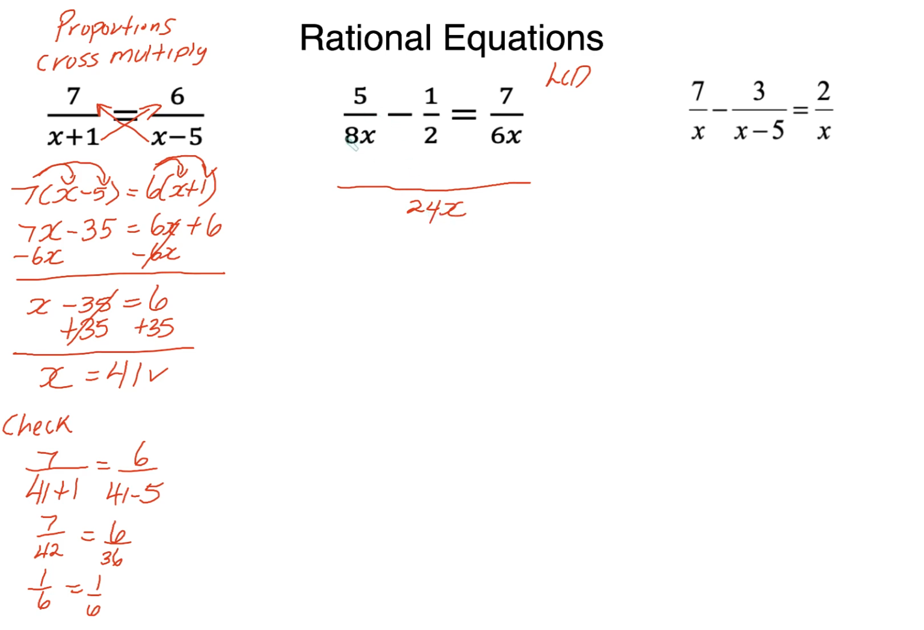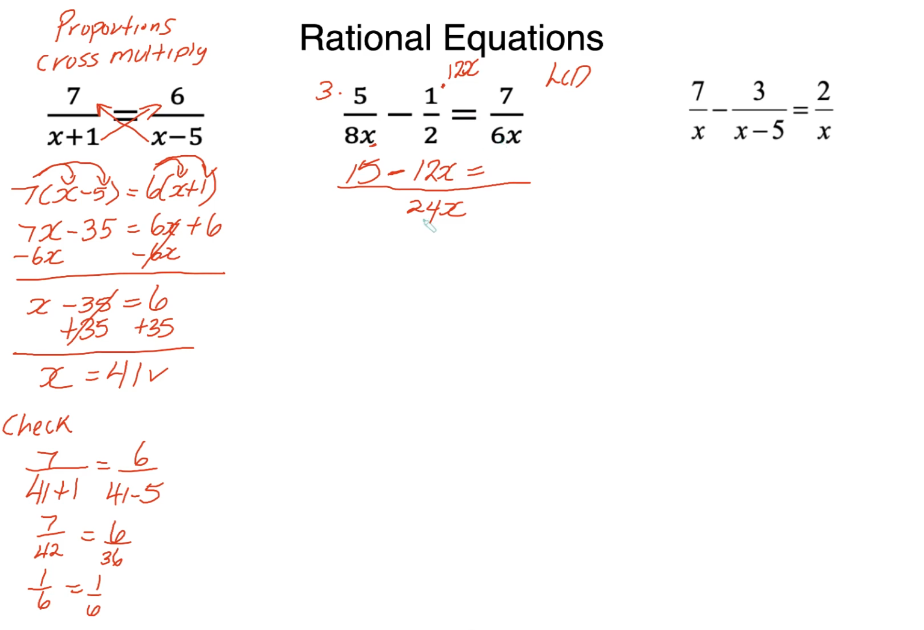So I have the 8 here, but I need to make it 24. So I need to multiply by 3. And notice this has an x, so we don't need an x. So we're just multiplying by 3, and 3 times 5 is 15. Minus, okay, this is 2. We need to get it to 24. So I'm going to have to multiply by 12. And this 2 doesn't have an x, so we're going to need that x. So that will be 12x. And 1 times 12x is 12x.